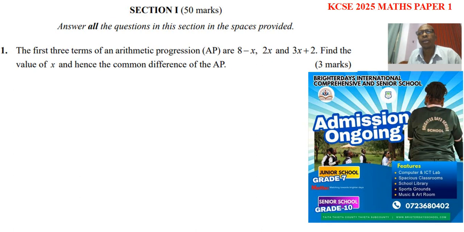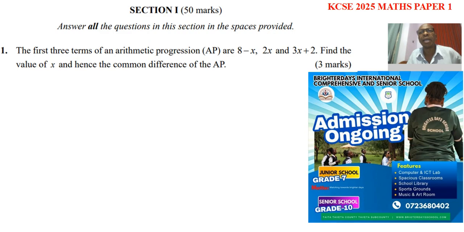So this is KCSE 2025 Maths Paper 1, question number 1 in section 1, and this section has 50 marks, and you are supposed to answer all the questions. So question number 1, you are told to find the first three terms of an arithmetic progression.